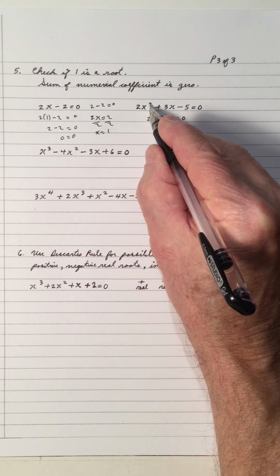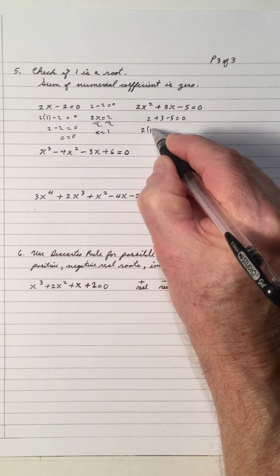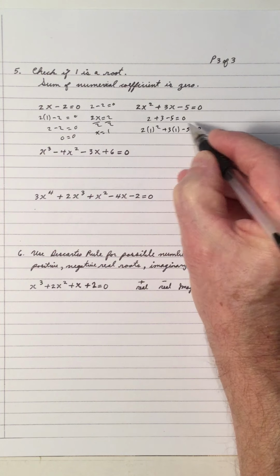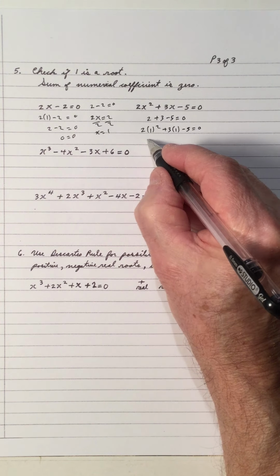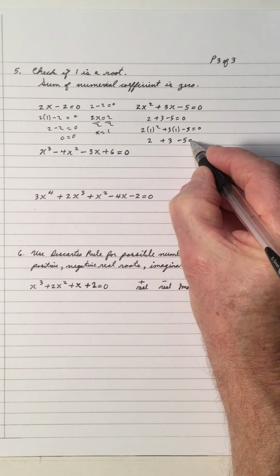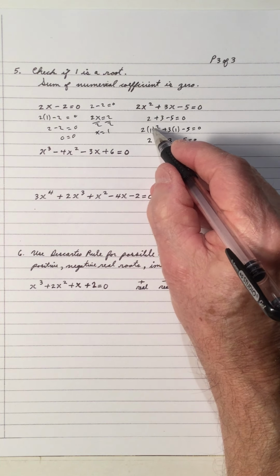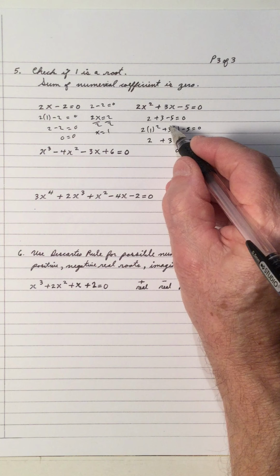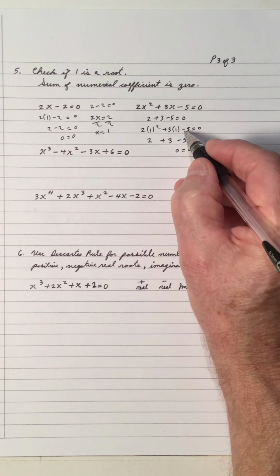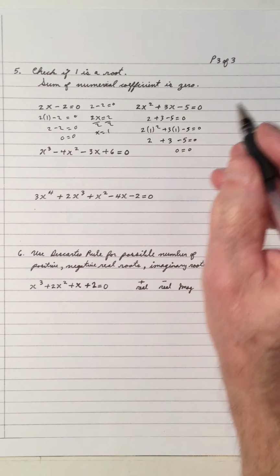So if you put 1 back in here, putting 1 in for x, notice you get 1 squared is 1, that gives you 2. 1 times 3 is 3, minus 5. So what happens? You get 0. So when you put a 1 in, it doesn't change the coefficient. Notice the coefficient is still 2, still plus 3, still minus 5. So 2 plus 3 minus 5 is 0, so 1 is a root.